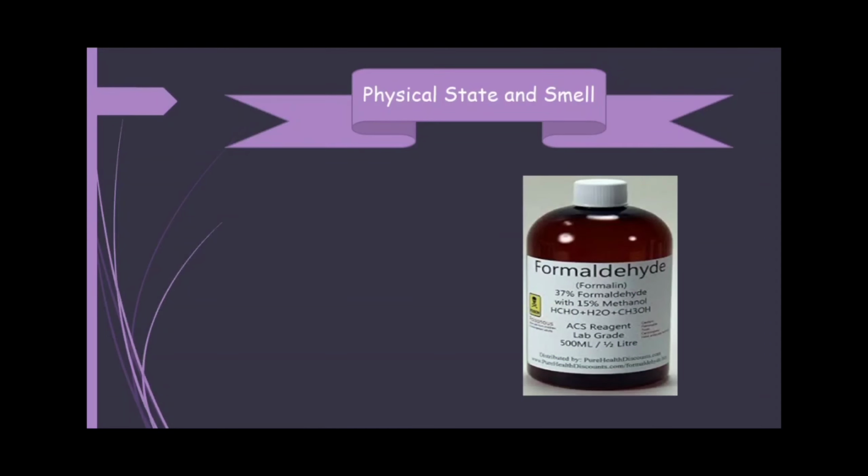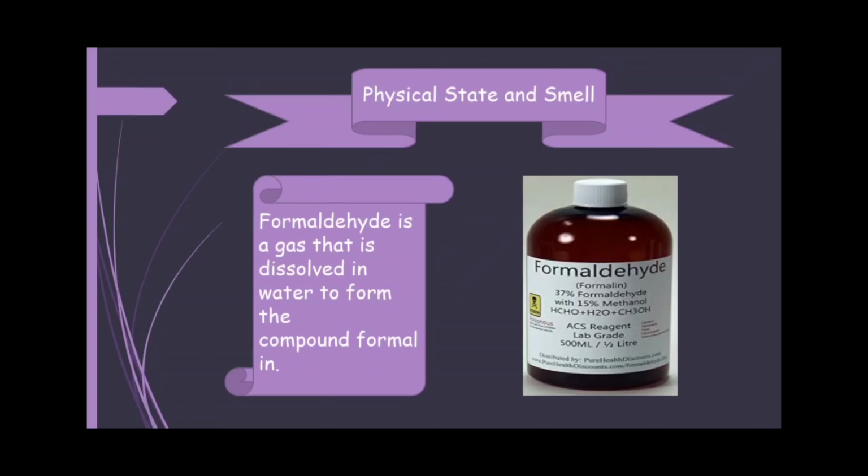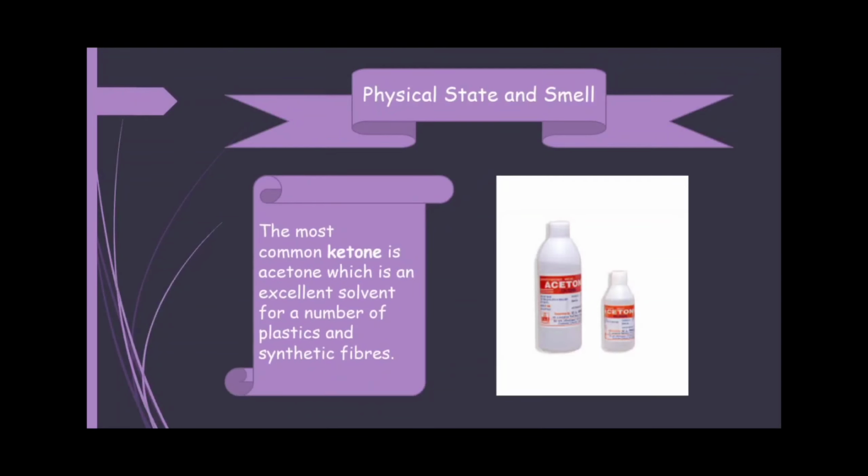An example of an aldehyde is formaldehyde. Formaldehyde is a gas that is dissolved in water to form the compound formalin, and formalin is used to embalm dead bodies. The most common ketone is acetone, which is an excellent solvent for a number of plastics and synthetic fibers.